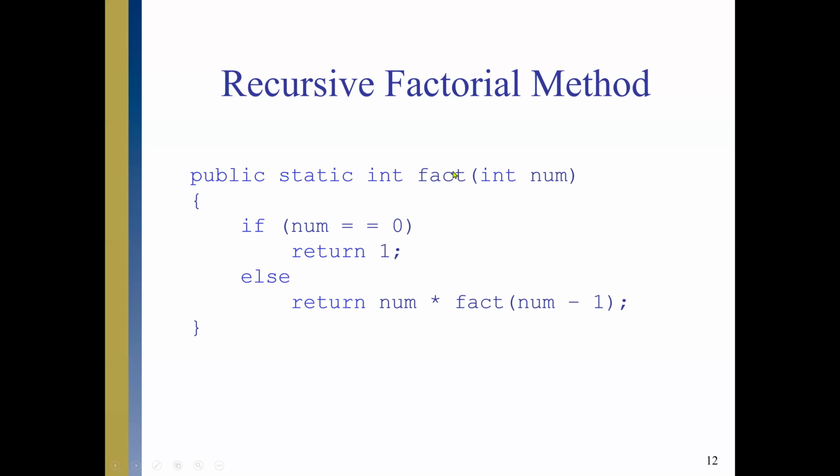So if it's the factorial of 5, first we're going to get 5 times the factorial of 5 minus 1, which is 4. And we can see the function name is the same. So this function will call itself until we reach the point where the number equals 0, then we return 1, then we return the final answer.